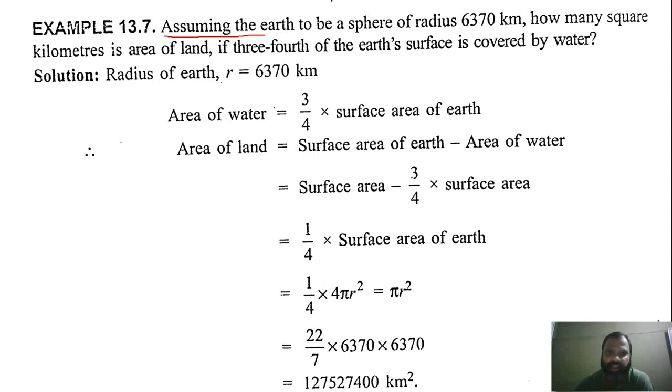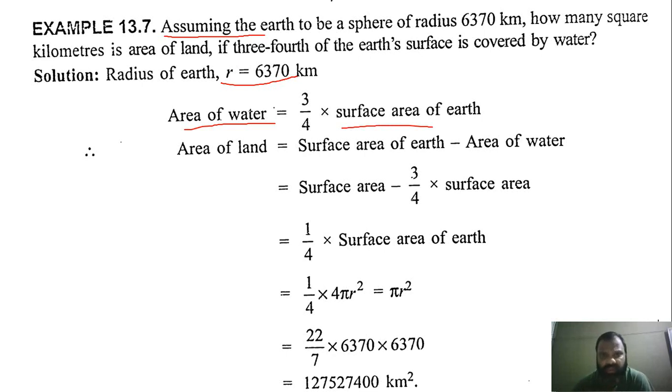Now here the radius is 6370 kilometer. Okay, so there is no need to change kilometer into meter, because we get the answer in terms of kilometer. So the surface area will be in kilometer square. Okay, there is no problem. Area of water: what is the area of water? It is 3 upon 4th of the surface area of the earth, and we know that the earth is in the form of a sphere, not circular, in the form of a sphere.